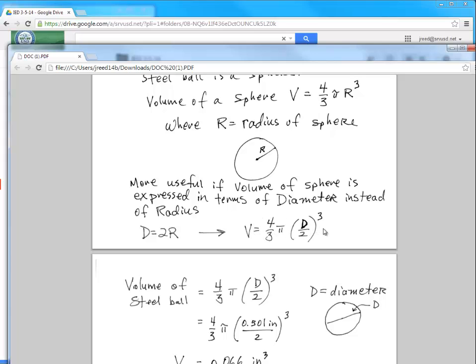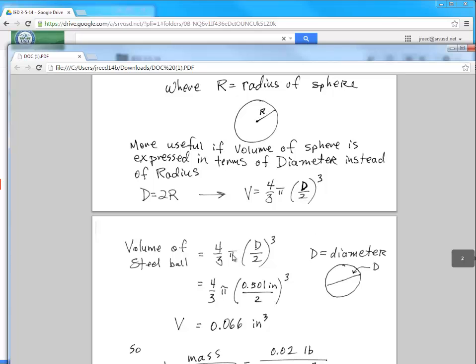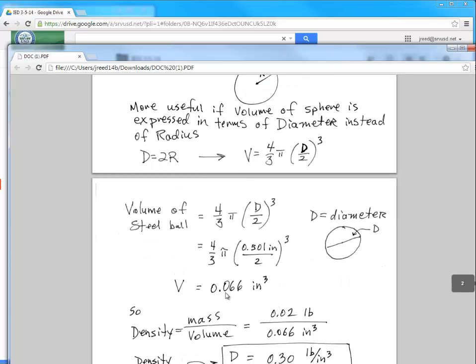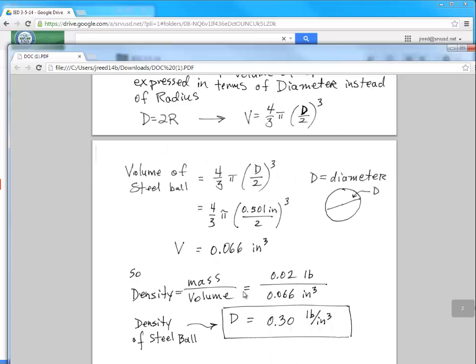This can be reduced through some algebra. I don't know if we really need to do it. I don't think we do. We can just start to plug in the numbers. So the volume of that steel ball is equal to 4/3 pi times d over 2, which is the radius, cubed. If I just put in the numbers, I get a value out. We all have some calculators, and we can easily get a value of 0.066 cubic inches or so.